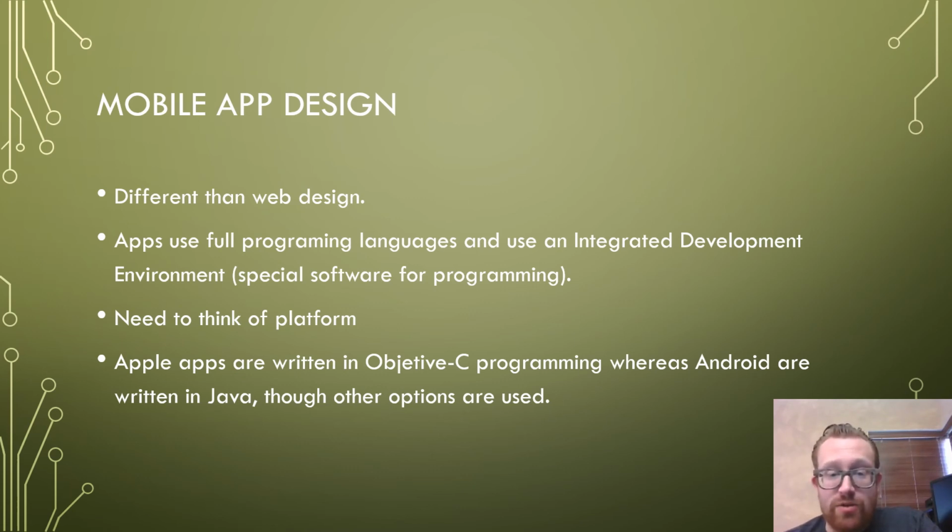Apple apps use what's called Objective-C, whereas Android apps are written in Java primarily, though some other options are used. That's another thing to think about: if you decide to design a mobile app, do you need to design for both types of users? And that also takes some time. It's not necessarily just done in a day where you can copy and paste everything into one thing. So you need to spend some time on what the best choice is.